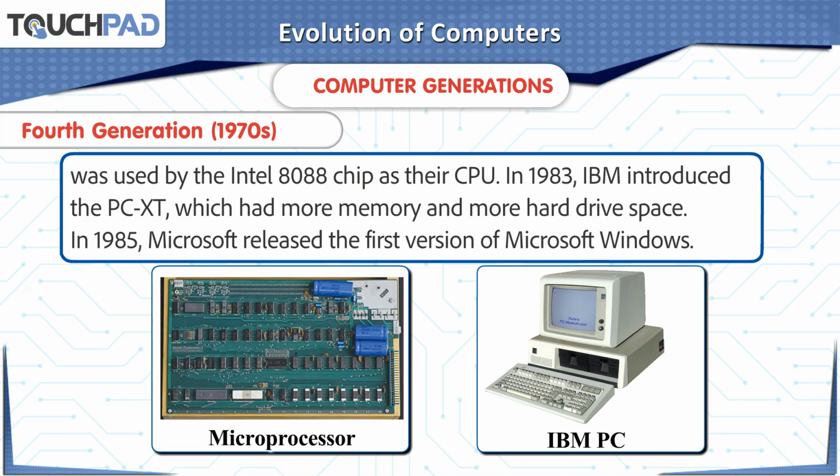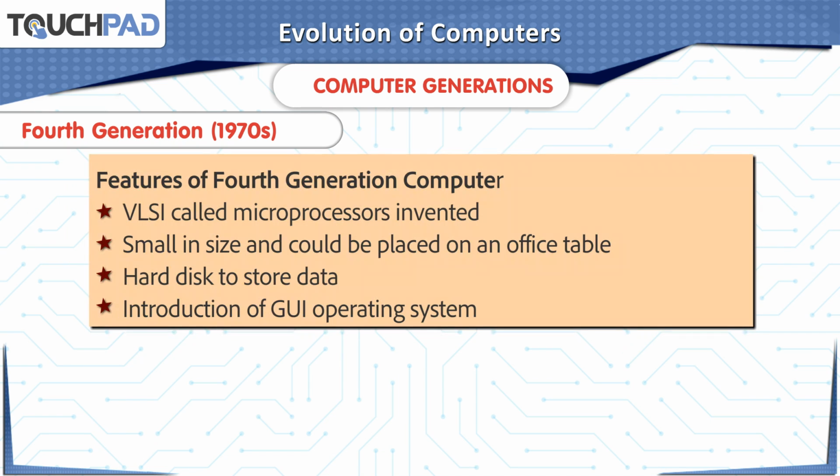In 1983, IBM introduced the PC XT, which had more memory and more hard drive space. In 1985, Microsoft released the first version of Microsoft Windows.